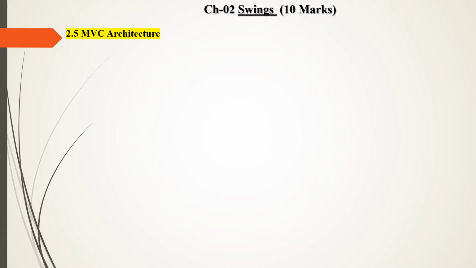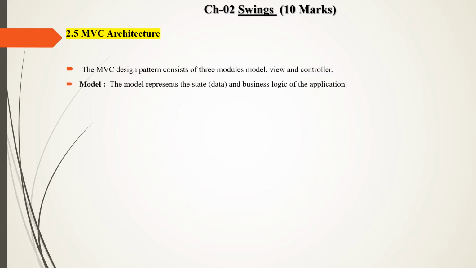So let us see. First, the MVC design pattern consists of three modules: M stands for model, V stands for view, and C stands for controller. The model represents the state, that is, the data and business logic of the application. The view is responsible for displaying the data, that means it represents the presentation.